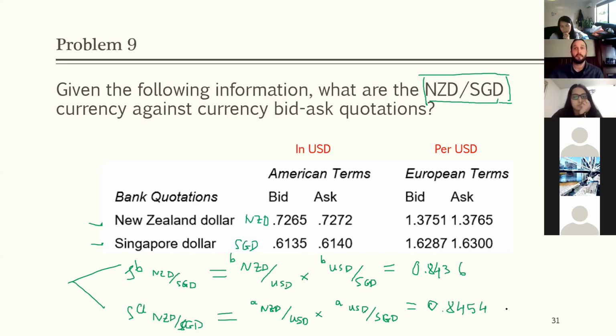Normally the bid and ask rates tend to be quite close together. And if you take the reciprocal of this rate, you're going to have the ask rate for the other exchange rate. So that would be 1.1854. This is going to be the ask rate for Singapore dollar divided by New Zealand dollar.